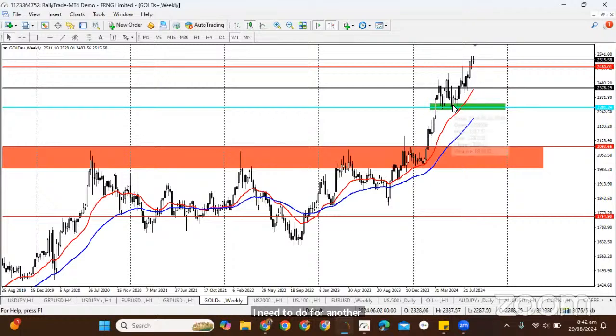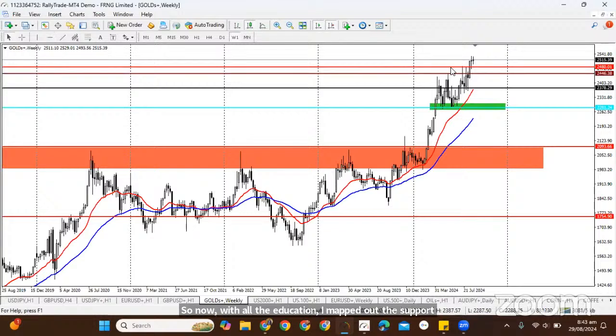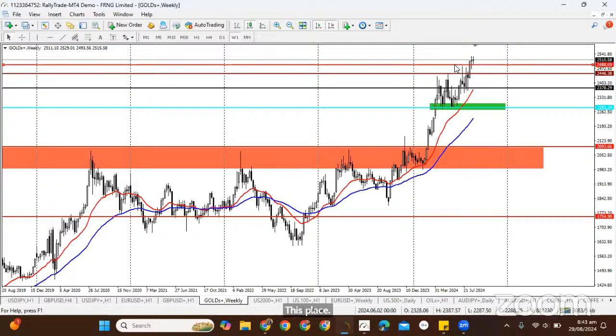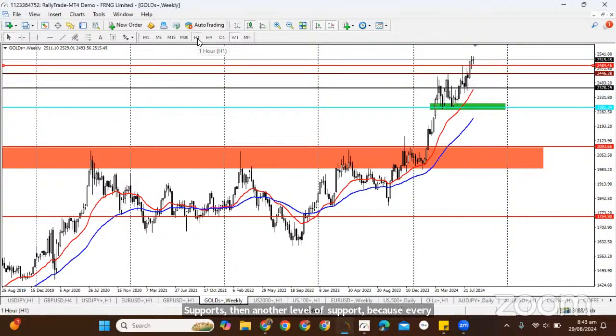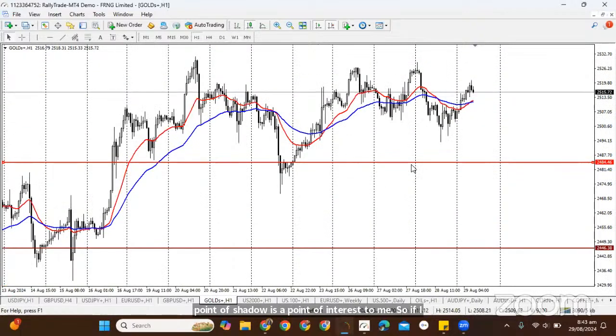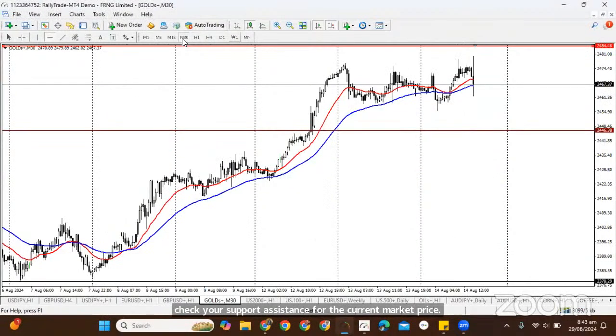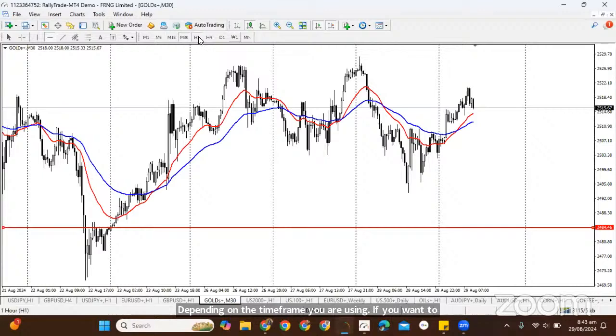Now with all the indications, I marked out a support here, then definitely this place support, then another level of support, because every point of shadow is a point of interest to me. So if I come back to the 1 hour time frame, look at the support here. So now, how to make money with pending orders? Very simple. You check your support and resistance for the current market price, depending on the time frame you are using, if you want to use 30 minutes or 1 hour.